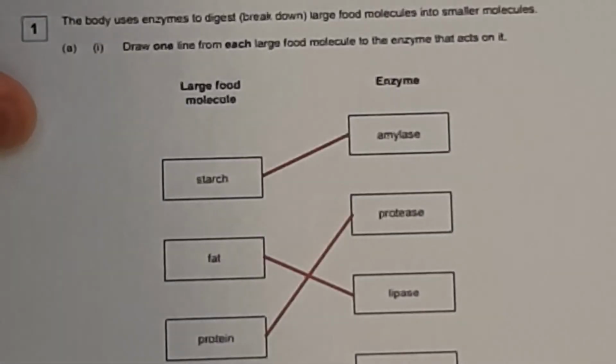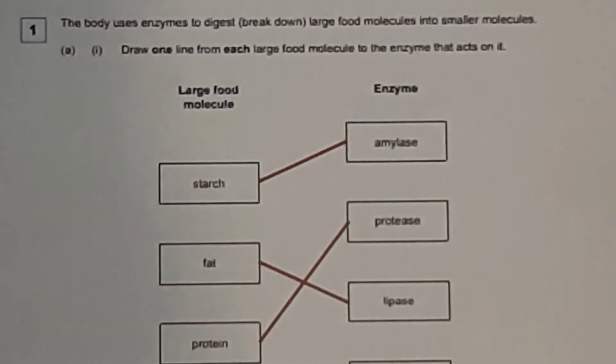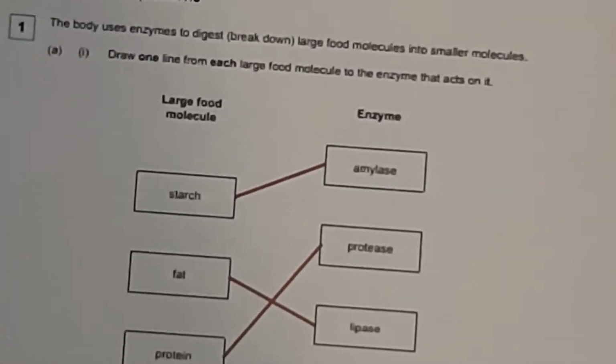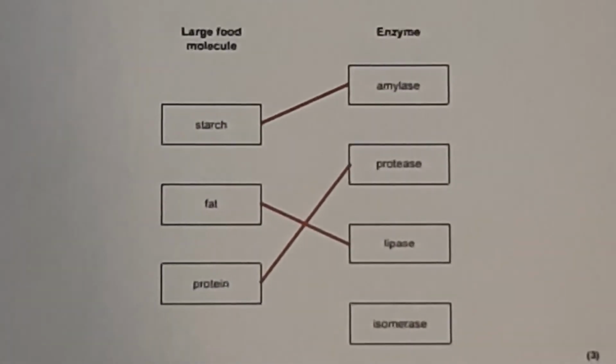Okay, let's go through those then. So question 1, the body uses enzymes to digest or break down large food molecules into smaller molecules. Draw one line from each large food molecule to the enzyme that acts on it. So if you recall, this was from what I told you to memorise earlier.